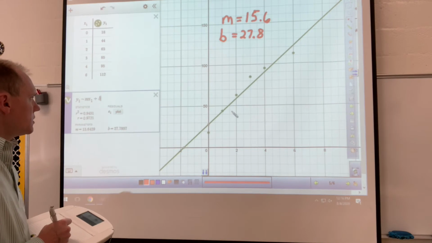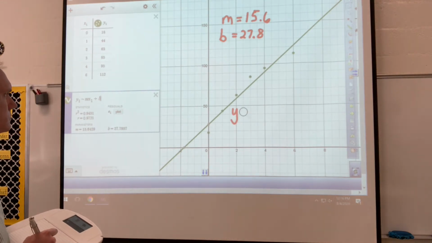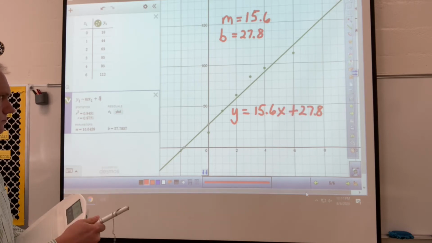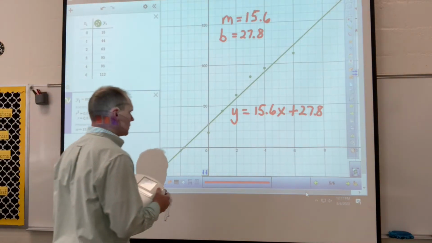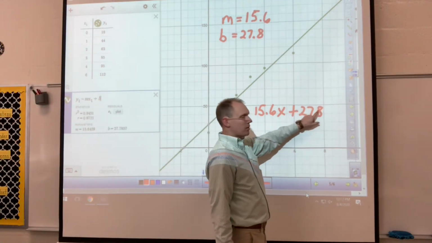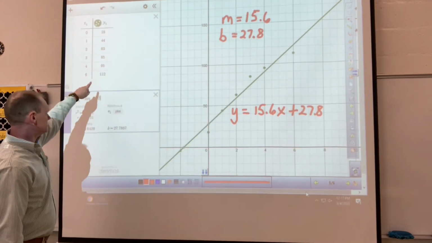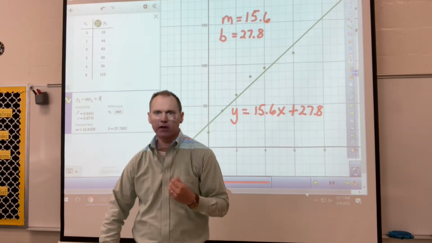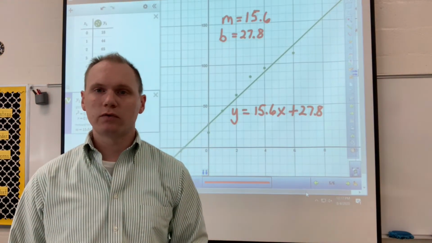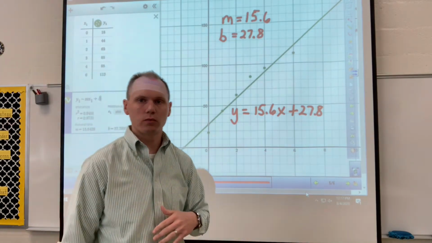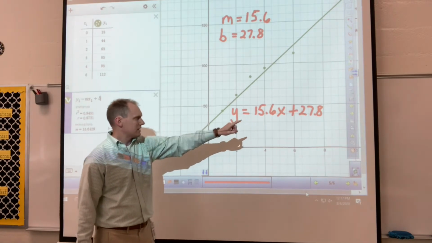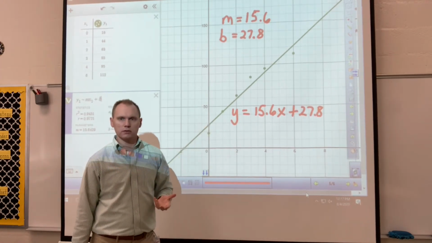Okay, so if we write our function here, y equals 15.6, that's m, x plus b, it would be 27.8. That would be our function. Okay? 27.8, and by the way, these are in millions. So this is in millions here. So 27.8 million people is our best prediction for the year 2014, which is where we started, or the initial value. Now, is that exactly right? No, but it would be our predicted value.